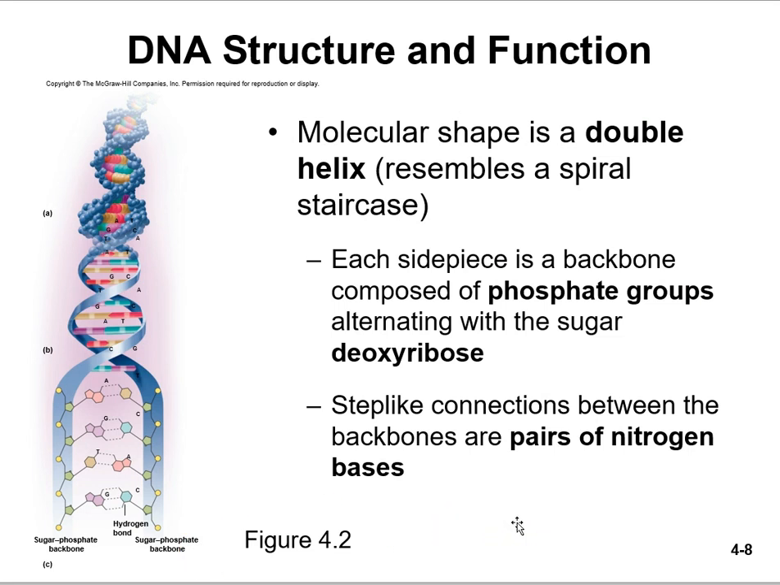In the 1950s, it was finally discovered that the molecular shape of DNA is a double helix. It's like a twisted ladder or a spiral staircase. Each side piece is a backbone composed of phosphate groups alternating with the sugar deoxyribose. And then the step-like connections in the middle are the pairs of nitrogenous bases.